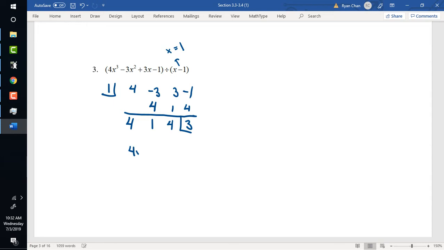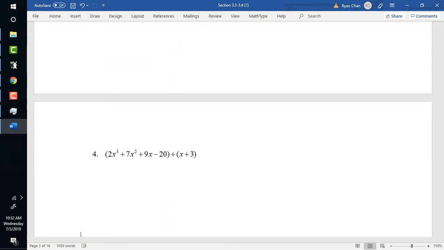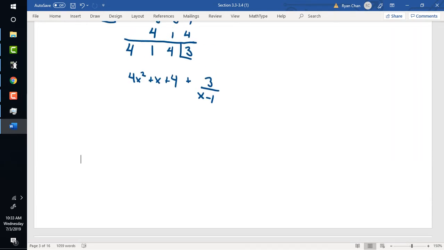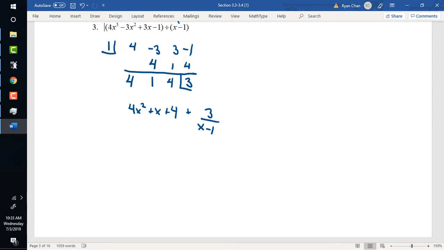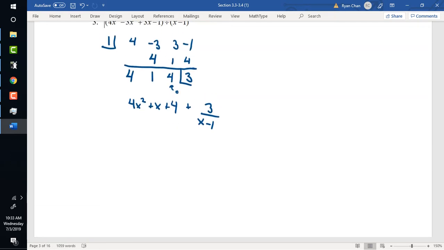So this is 4x squared plus x plus 4, and then I have a remainder of 3 over x minus 1. The trick is to look at your remainder and then go up by 1 degree. The first one's 0 and it goes up by 1.